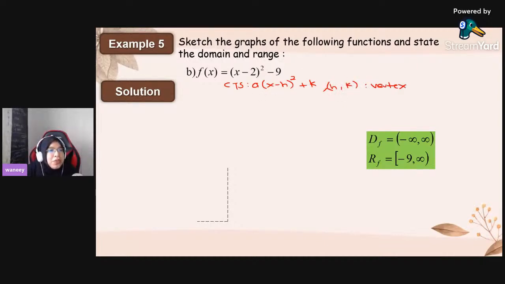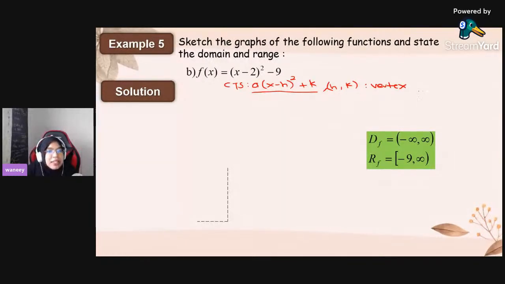Okay, what happens if you don't have them in completing the square form? Then that means you have to use the formula where h is equal to negative b over 2a. So that is to find out the h. So this one is already in completing the square form, so we can directly compare with the formula and then we can easily see what is the h and the k.